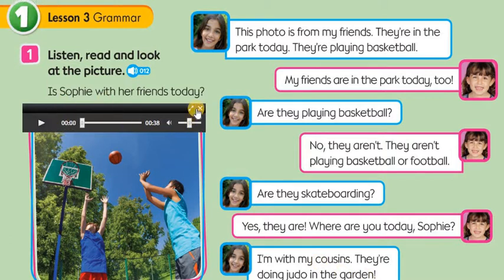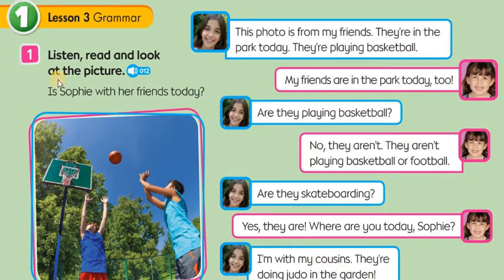So, as you remember, we answered this question: Is Sophie with her friends today? The answer was no. Sophie is not with her friends today. She is with her cousins playing. They are doing judo in the garden, right?